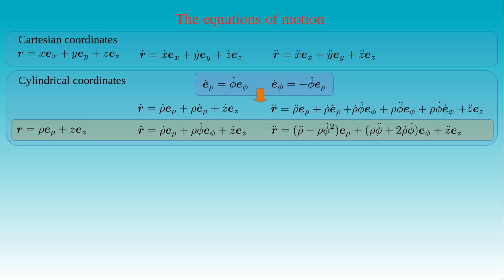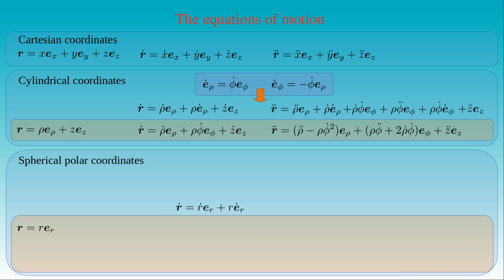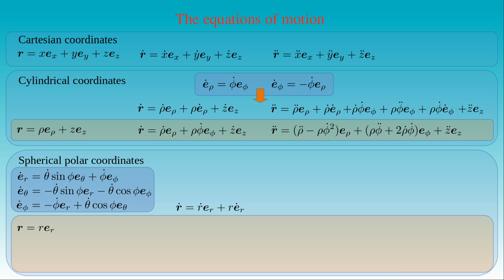We can follow the same procedure in the case of the spherical polar coordinate system. In spherical coordinates the expression of the position vector r is very simple, it is r times er. Then the derivative of the position vector is given by r dot times er, plus r times er dot. Here we already know the derivative of the basis vector er, which we can substitute into the derivative of position vector r. Then the derivative of the position vector r is the following. Its r component is simply r dot. Its theta component is r times theta dot times sine phi. And its phi component is r times phi dot.